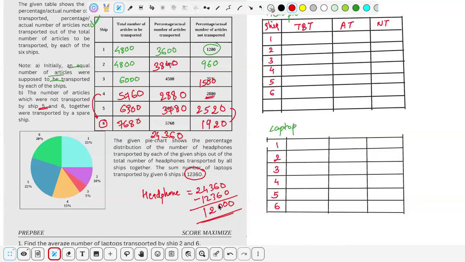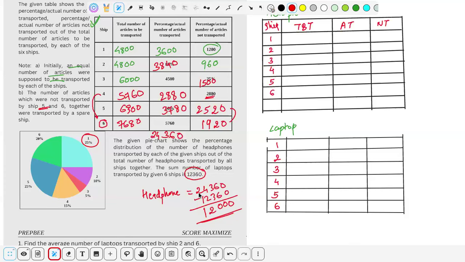Got it? How I find 12,000? I simply added this value, the total number of articles. Then I simply subtracted the total number of laptops. So whatever left is headphone. So headphone जैसे ही मुझे मिल गया, I could simply fill this table. Okay, it is given that first वाले ने 25% transport किया है. Okay, 25% of what? 25% of 12,000. You could simply find 25% of 12,000.